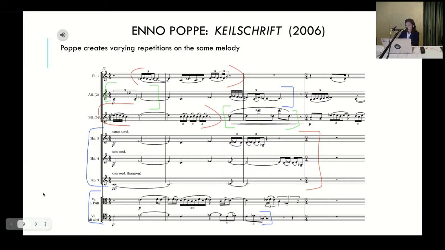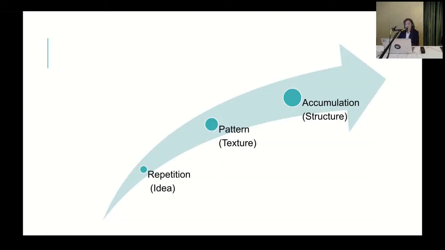And for my own process in composition in recent years, I use repetition, and that's the basic idea that I have. The idea is being repeated, and it becomes a pattern. This pattern can be a motif, it can be a short melody, anything it can be. And this forms for me the texture. And finally, the accumulation of this pattern into the texture becomes the structure of the entire work.